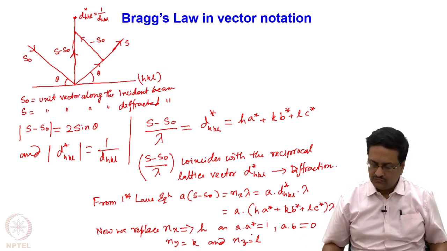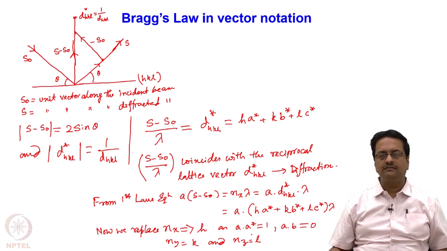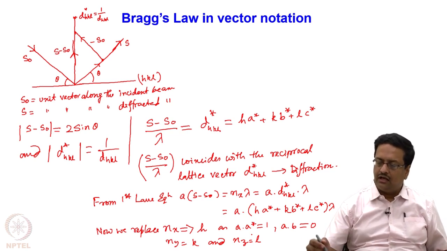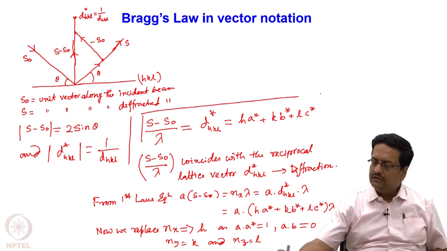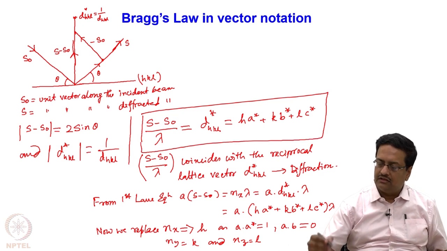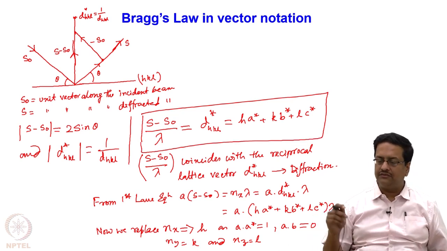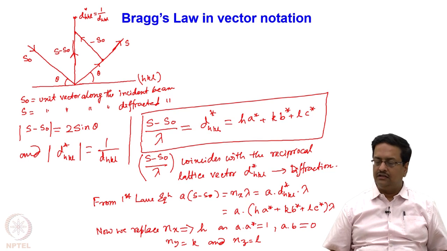So this is how one can convert Bragg's law into vector notation, and we can write Bragg's law in vector form as (S minus S0) by lambda equal to D star HKL equal to H A star plus K B star plus L C star.